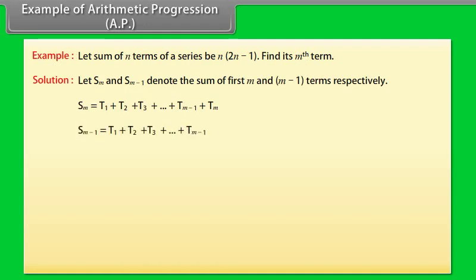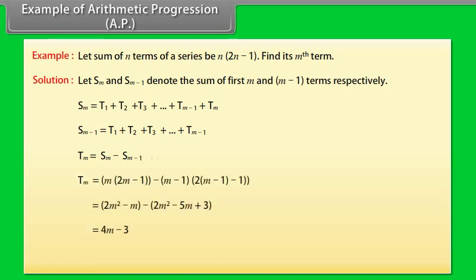Sm minus 1 is equal to T1 plus T2 plus T3 up to Tm minus 1. Tm can be found as Tm is equal to Sm minus Sm minus 1. On solving, we get 4m minus 3.